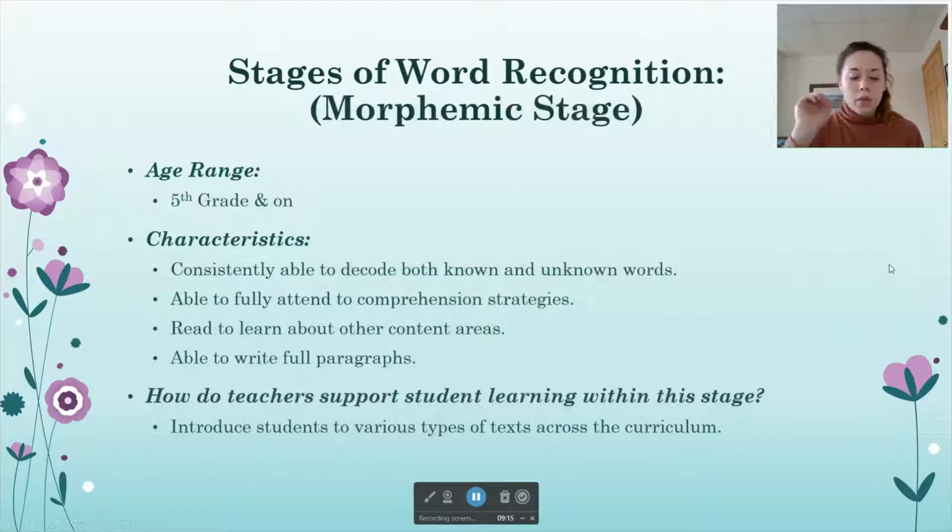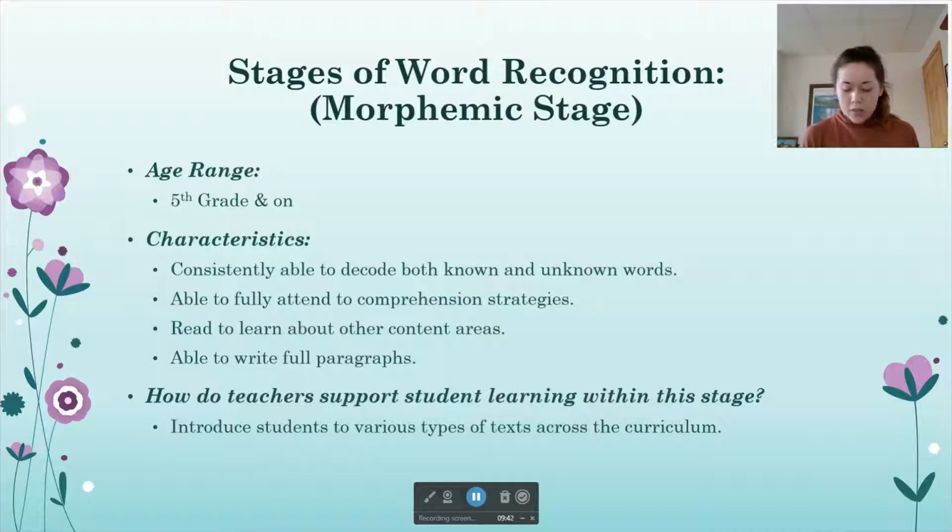All right, so the final stage is the morphemic stage. The age range, of course, is 5th grade and on. We even are still in this morphemic stage at times in life, obviously not as heavily as younger grades, who are still struggling readers or still learning to read. But it is between those ranges, right?